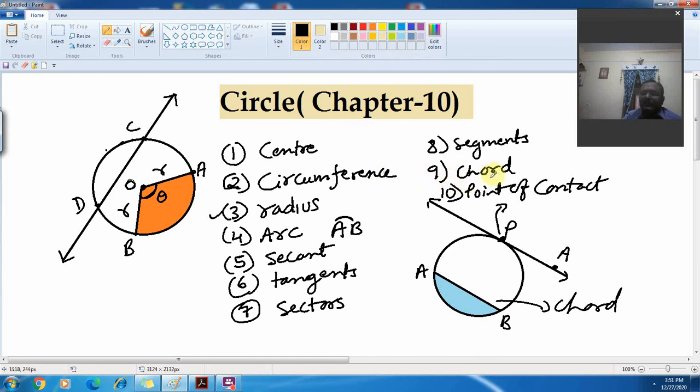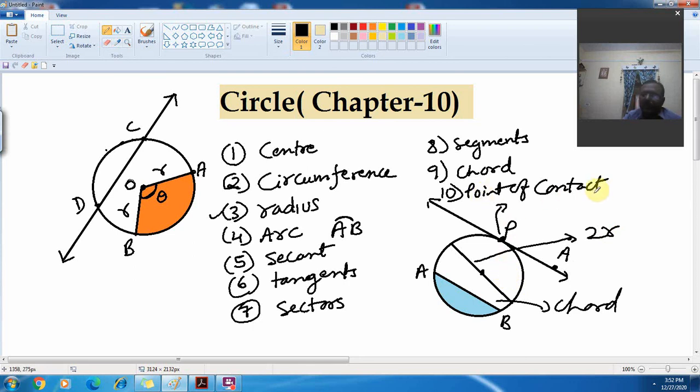Next is chord, which I have already discussed. This line segment AB is called the chord which touches any 2 points on the circle. So if you have any chord which is passing through the center, then it will be the longest chord of the circle, and it is also called the diameter of the circle. The longest chord is the diameter of the circle, and the diameter of the circle is 2 times the radius of the circle. It is double the radius of the circle.